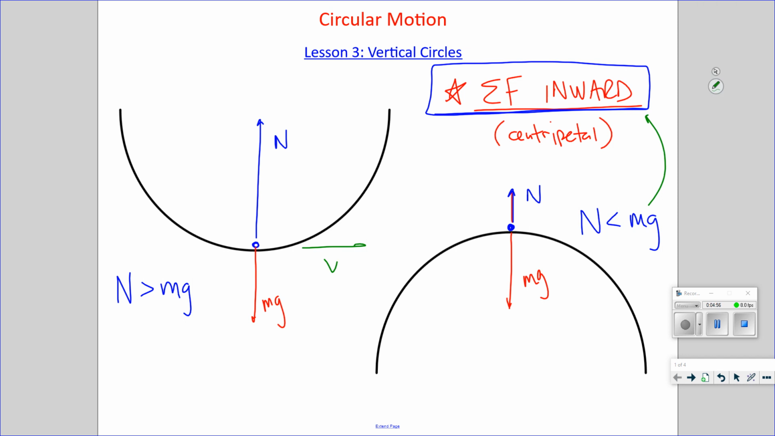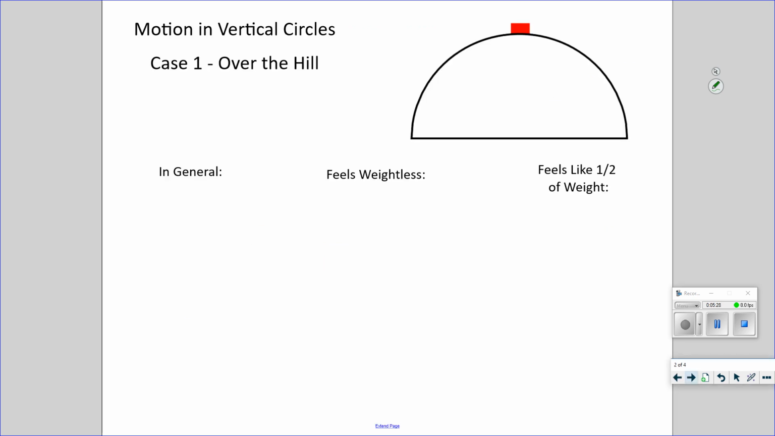Okay, so we're going to get into a bunch of situations where, the convenient thing about the places we're talking about, top or bottom of these things, is that mg happens to point, notice, directly away from the center, directly towards the center. So that's why these places are convenient ones to talk about. Because as you'll see in a few minutes, when we write net force statements, that mg can go directly into our net force in the centripetal direction statement. So I'll run you through a few examples.